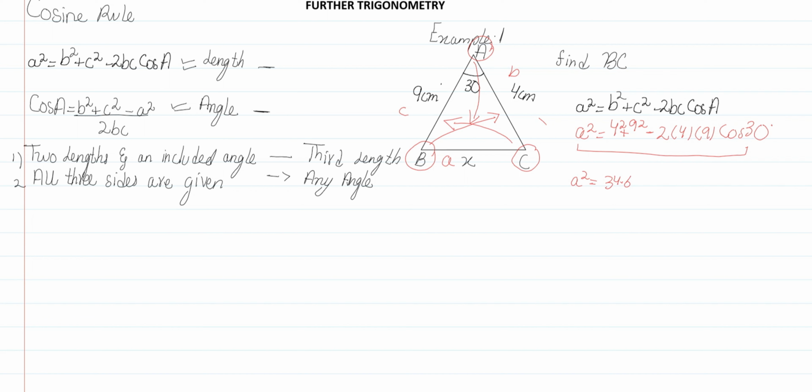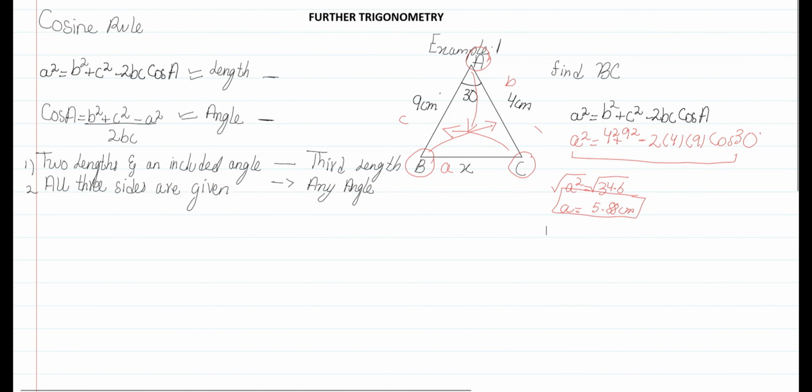Then you have to take the square root to remove the square of a. Taking the square root of 34.6, you will get 5.88, so the length of a would be 5.88 centimeter. So this is the length for a. Okay, now example number 2.